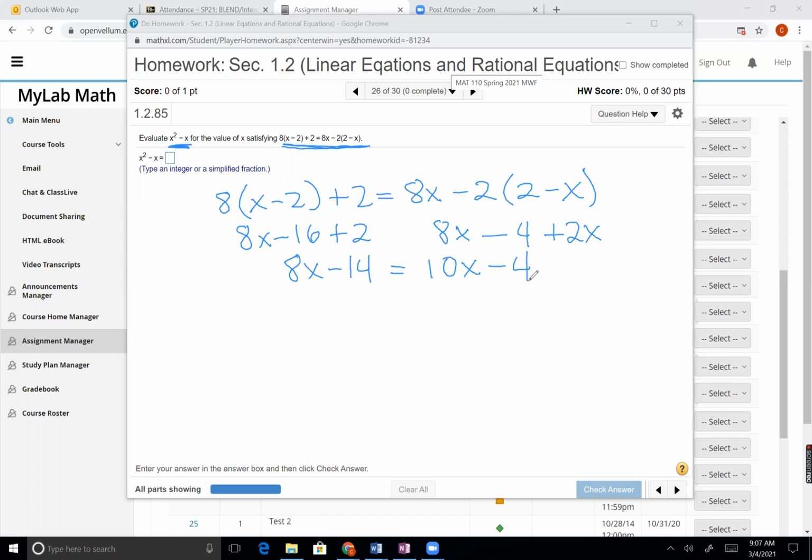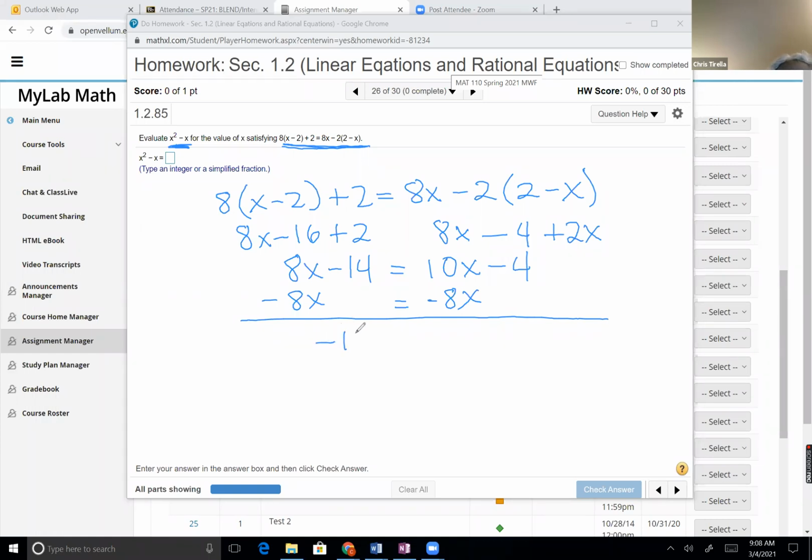Now what we need to do is get all of our variables on the same side of the equation. I'm going to subtract the 8x from both sides because I've found through the years that if you subtract the smaller quantity, you're more likely to end up working with positive numbers. So that gives me negative 14 equals 2x minus 4. And now is it obvious I'm going to add 4 to both sides? Gives me negative 10 equals 2x, and then dividing, I get x equals negative 5.